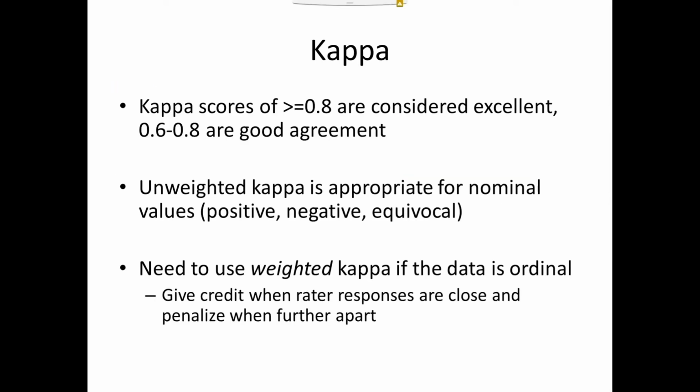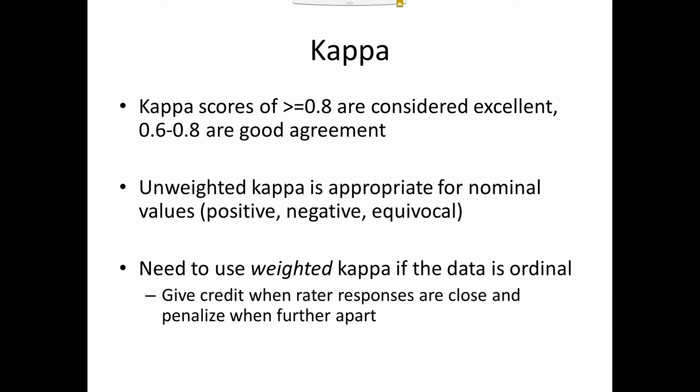In how to interpret Kappa results, Kappa scores of greater than 0.8 are considered excellent. 0.6 to 0.8 are considered good agreement. And the example that I showed you is an example of an unweighted Kappa score. That makes sense to use when you have nominal values, so when you have categories that don't really have a relationship to each other, such as positive, negative, equivocal, yes, no, or something like that.